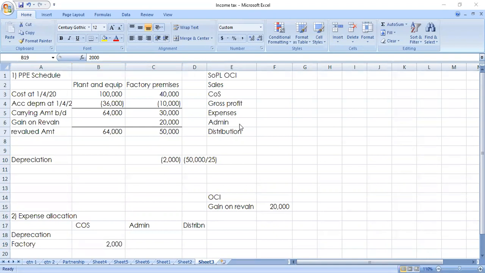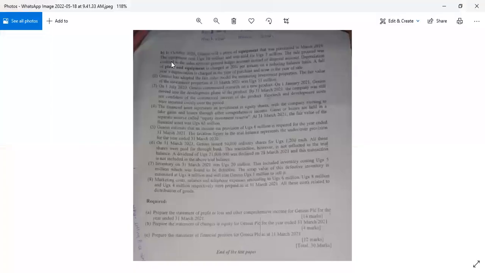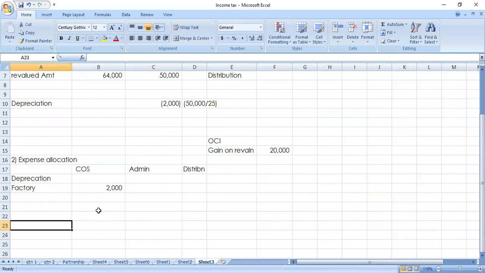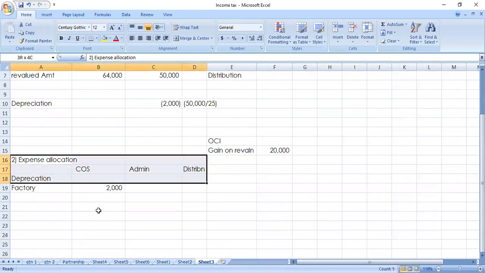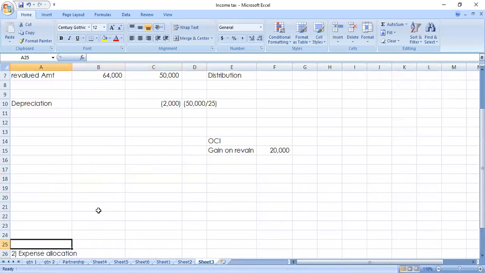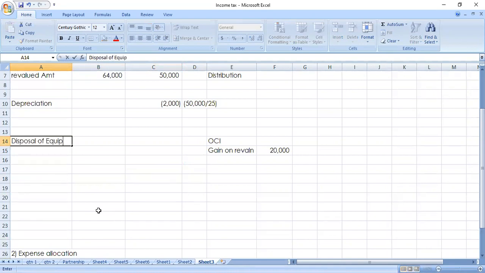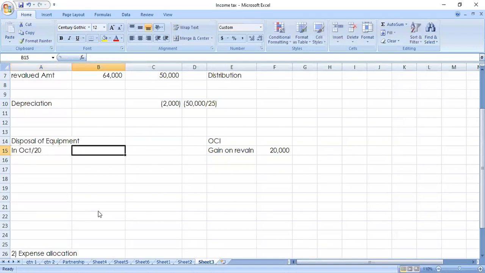So we're done with that note. We got the next note. It says that in October 2020, this company sold a piece of equipment. In October 2020, so meaning a few months later. You can go and confirm when. If our year is starting, we need to put it somewhere here. Looking at disposal of equipment, this is part of the PPE. In October 2020, that's when you had a disposal.